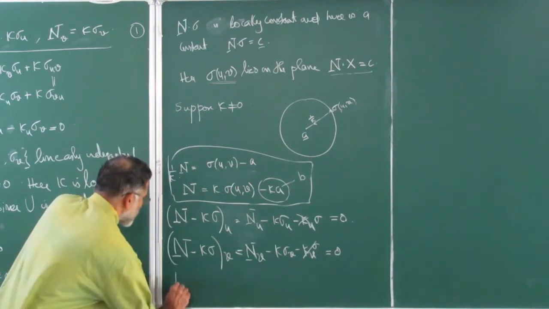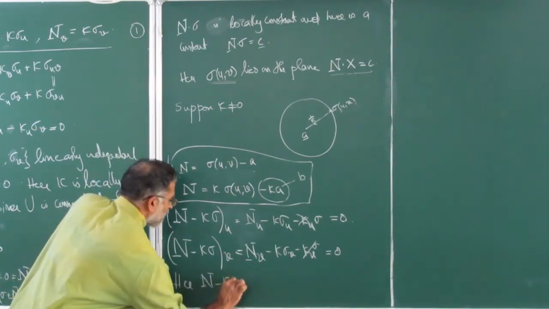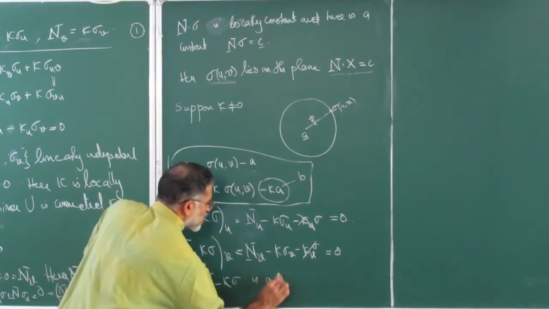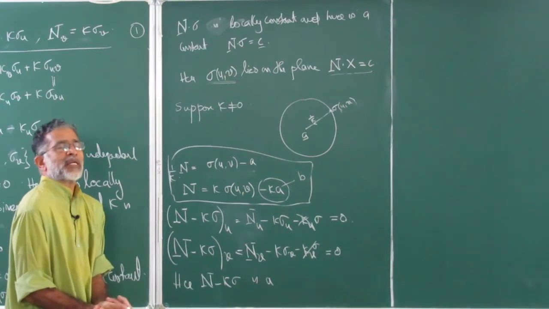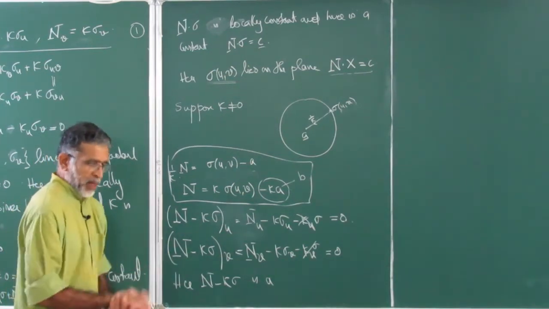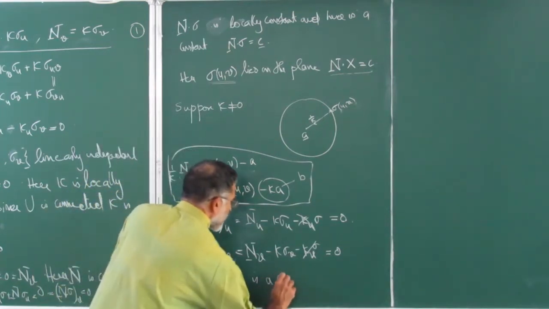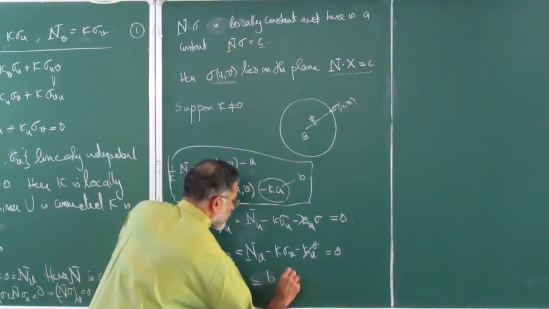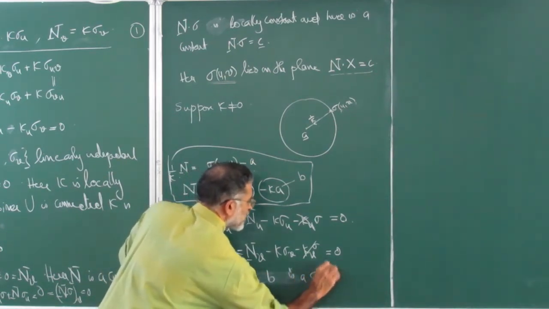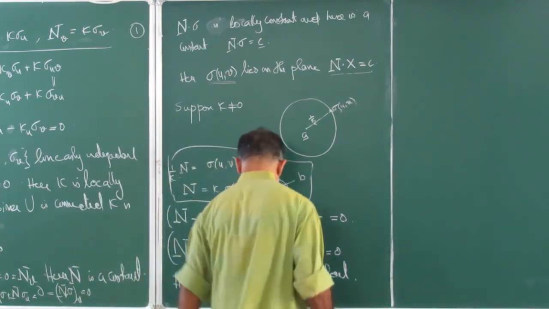So hence n minus kappa sigma is locally a constant. Again, your u is a connected region, so this is a constant. So let me write this equal to b, a constant. Okay, so now you can immediately write.